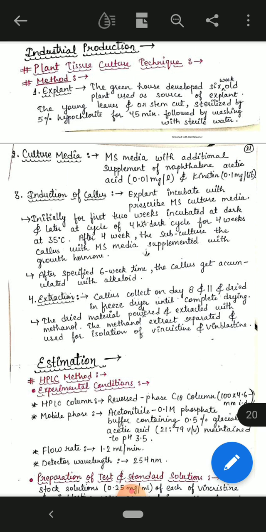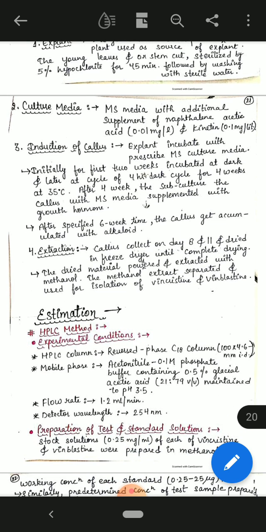Next is the culture media. For the culture media, we are taking MS media with additional supplement of naphthalene acetic acid, that is 0.01 microgram per liter, and kinetin, that is 0.1 milligram per liter.